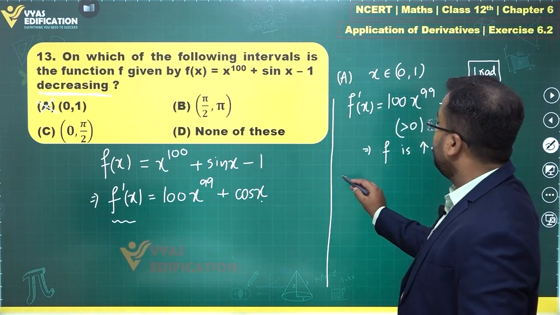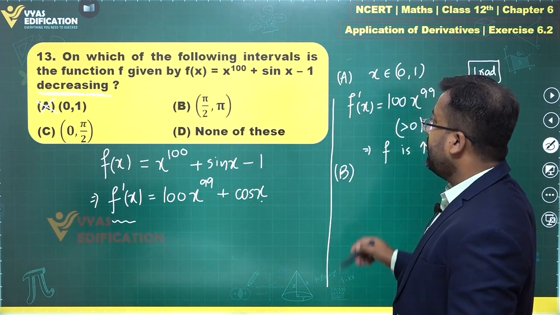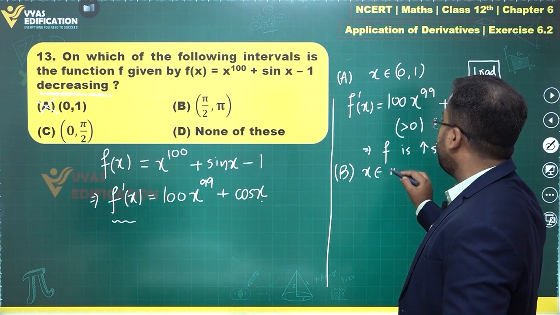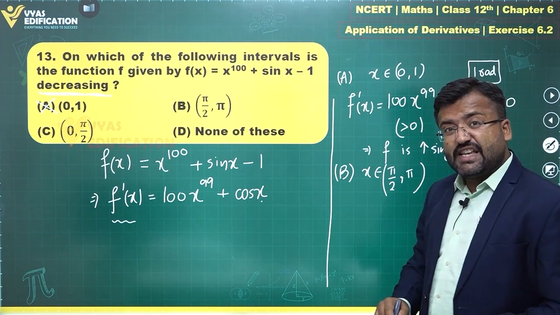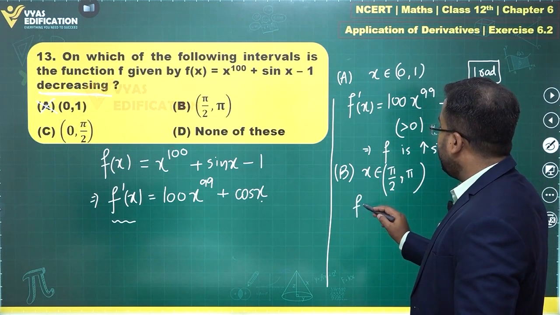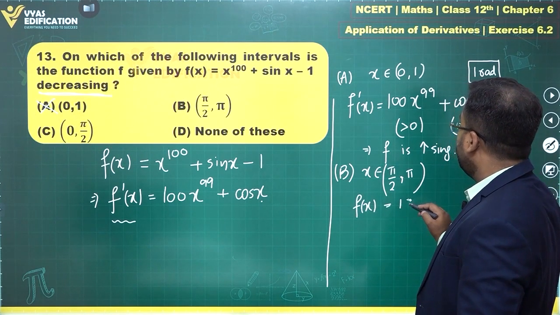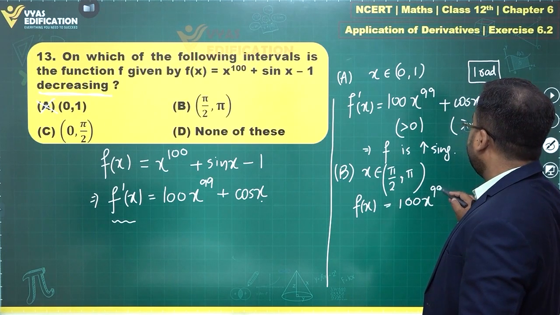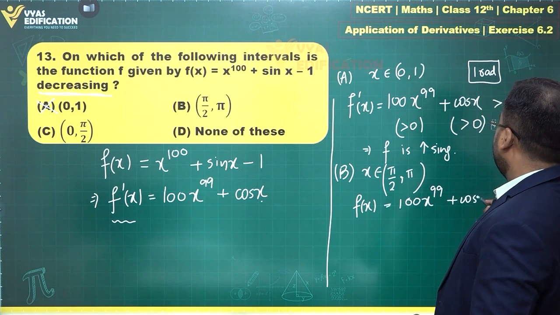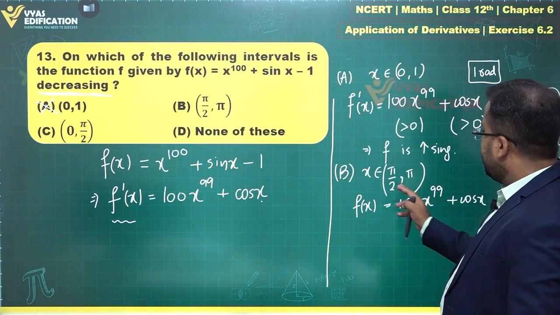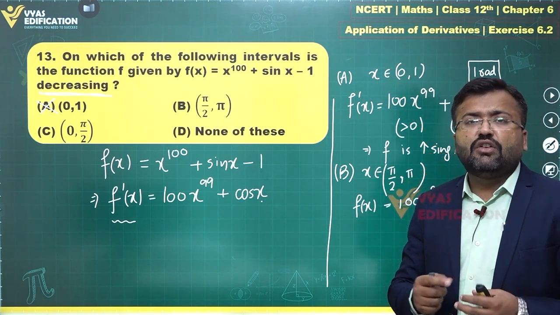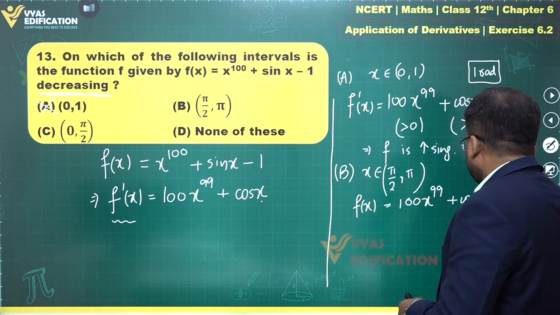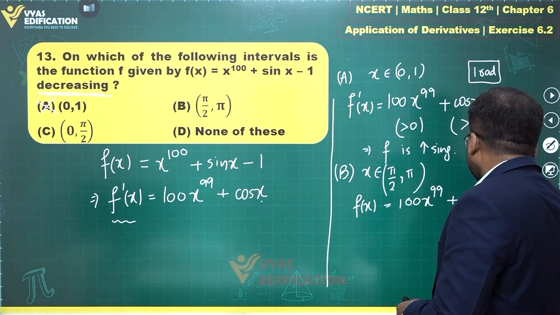Okay, let's talk about option B then. In option B, we have x belongs to (pi/2, pi). So now we are talking about the second quadrant. And f'(x) is equal to 100x^99 + cos x. Do you observe that cos x in the second quadrant will lie from 0 to minus 1, or alternatively from minus 1 to 0. This value lies from minus 1 to 0.